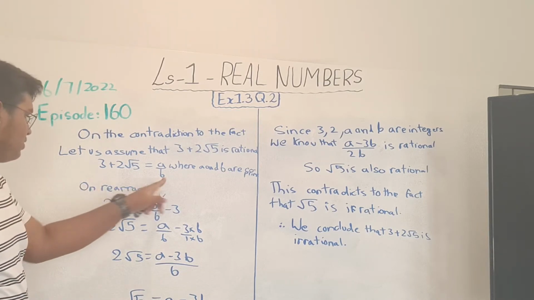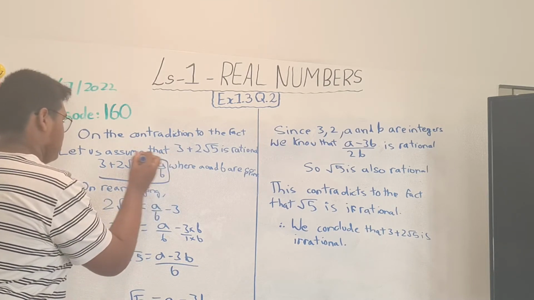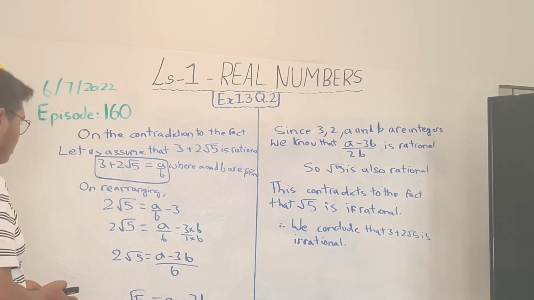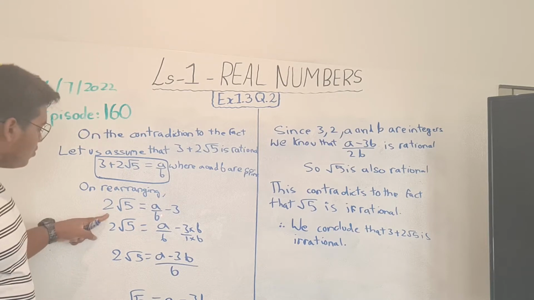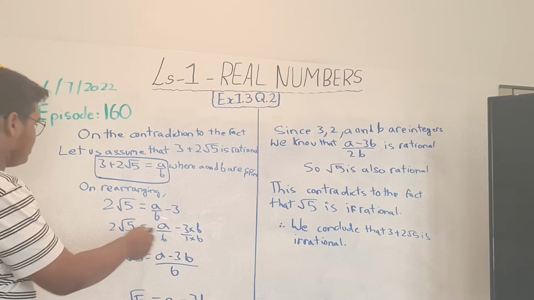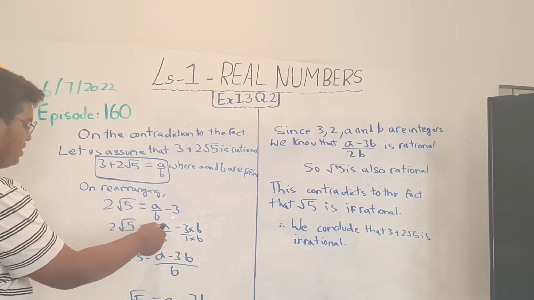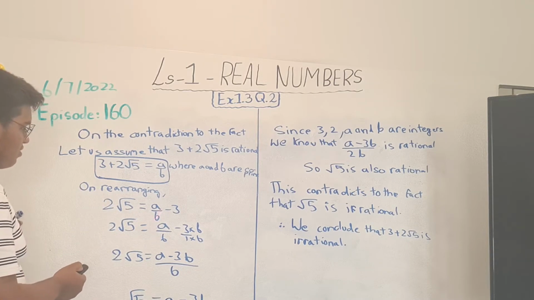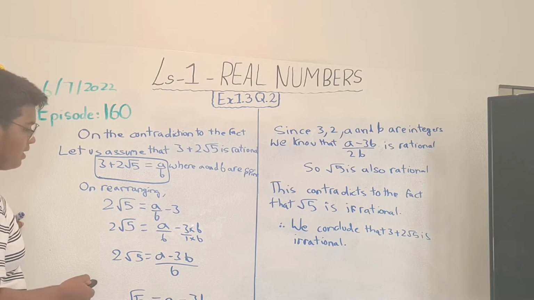This equation we have to rearrange. Then on rearranging, we get 2 root 5 is equal to a by b minus 3, right? This 3, when we cross it over there, will become minus 3, because it is positive over here. So 2 root 5 is equal to a by b minus 3 by 1.